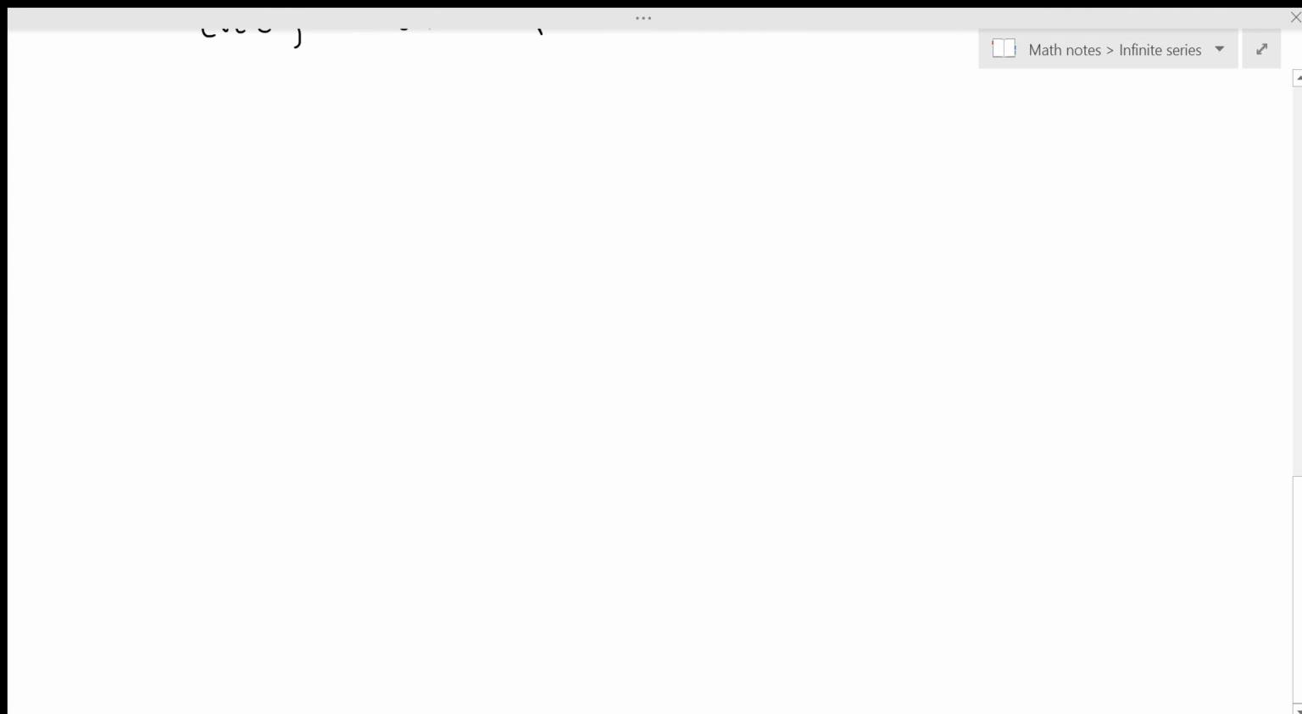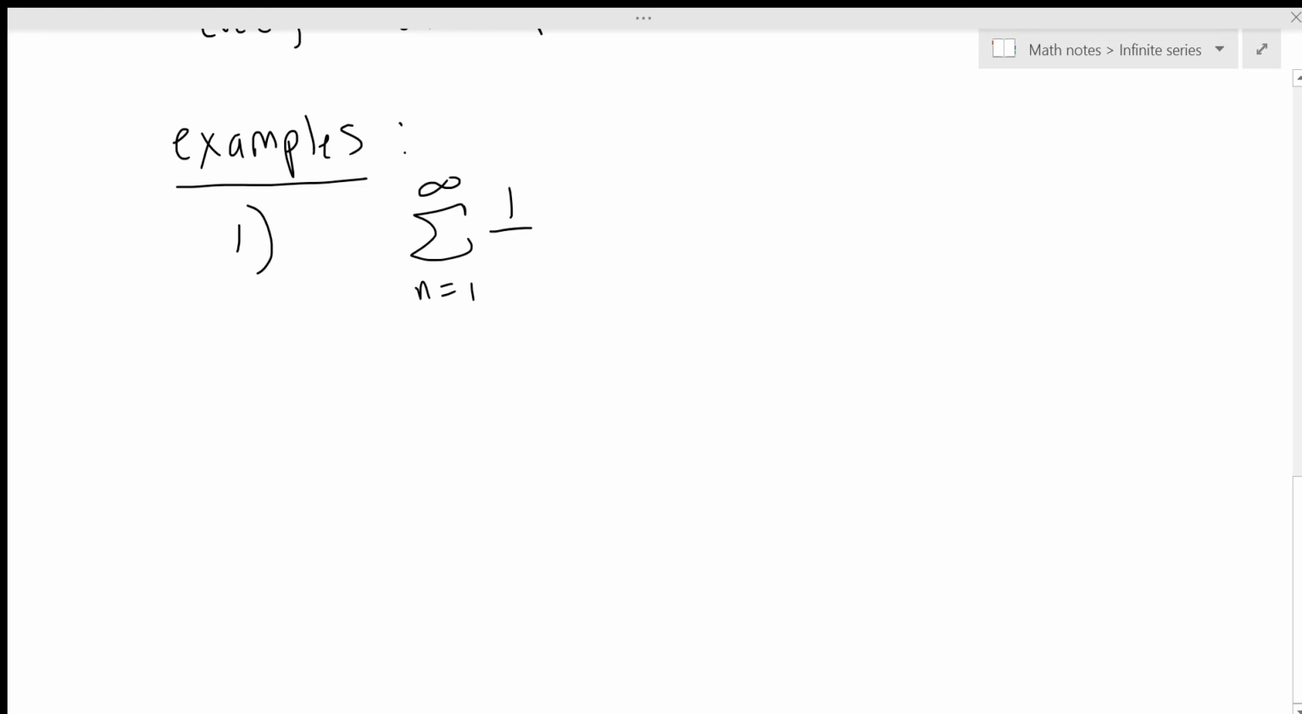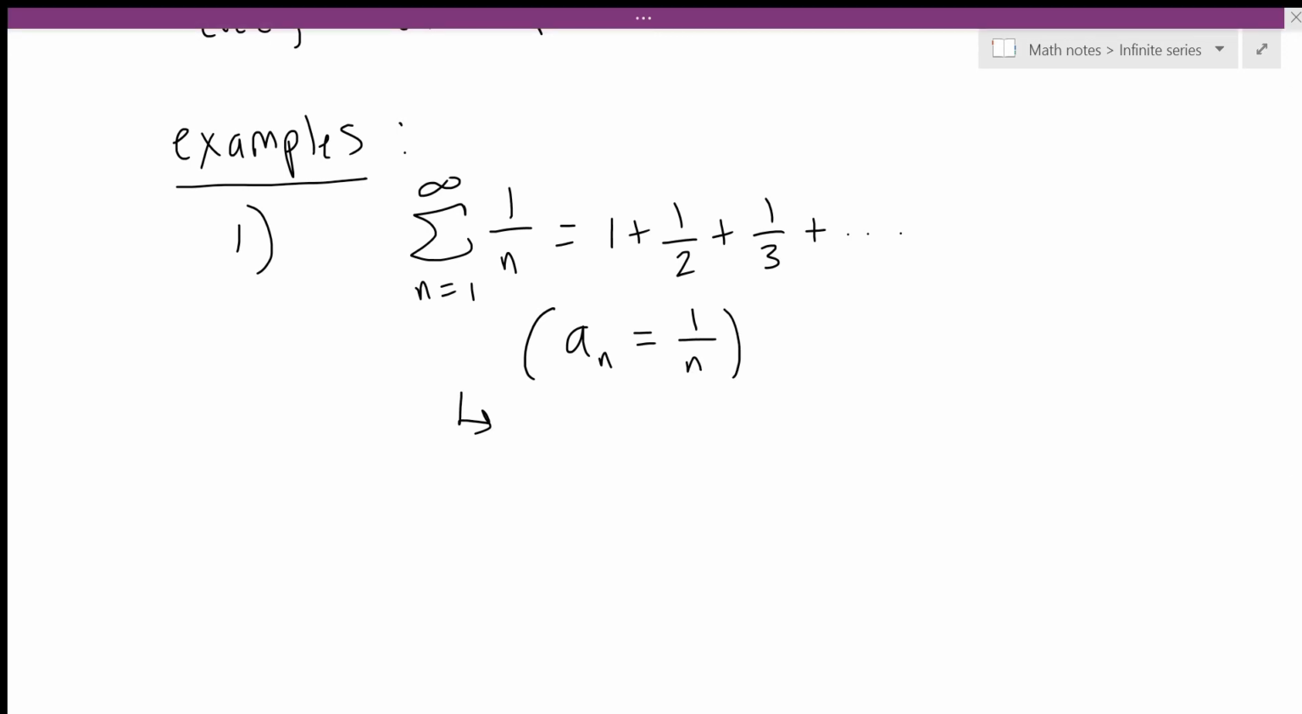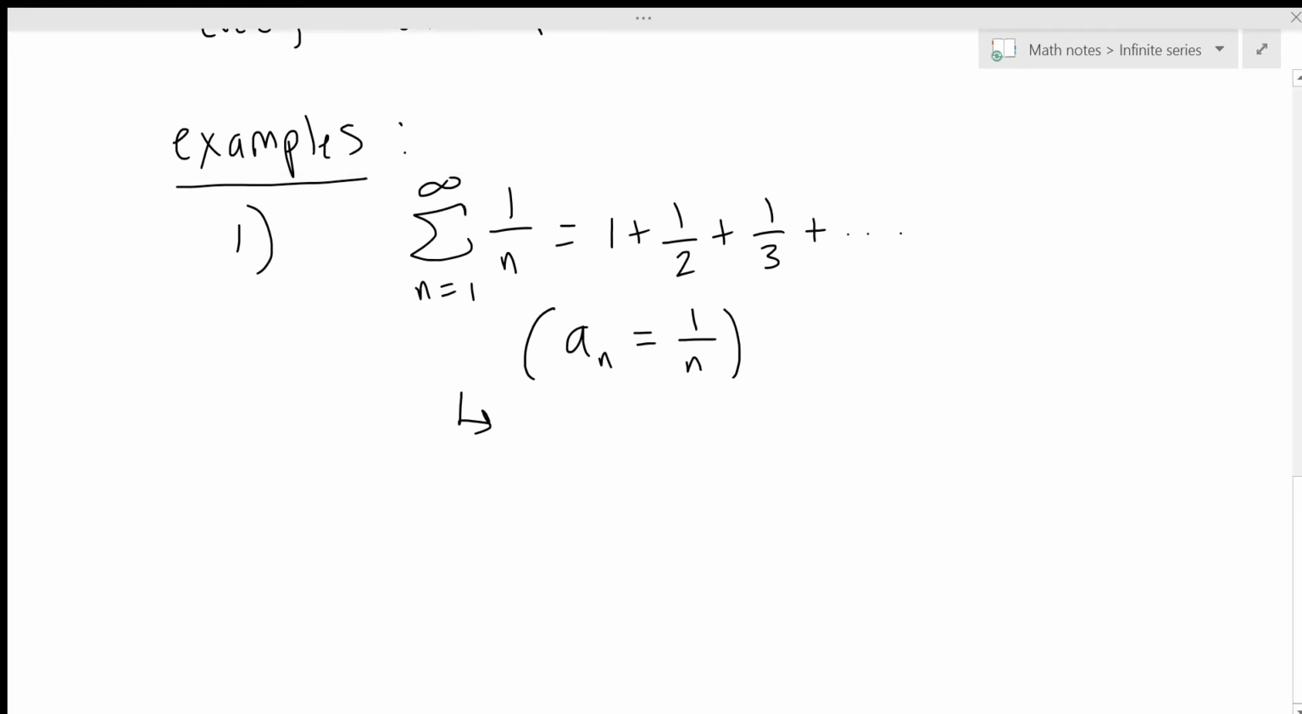So to finish this lesson, I just want to show you two examples of infinite series. In the first example, the series will diverge. And in the second example, I'll show you a famous example of a convergent series. So the first example is this series. We have the sum from 1 to infinity of 1 over n. So this is equal to 1 plus 1/2 plus 1/3, and on and on. In our notation above, we take an equal to 1 over n here. And this series actually diverges. It grows without bound. So this is a simple example of a divergent series.